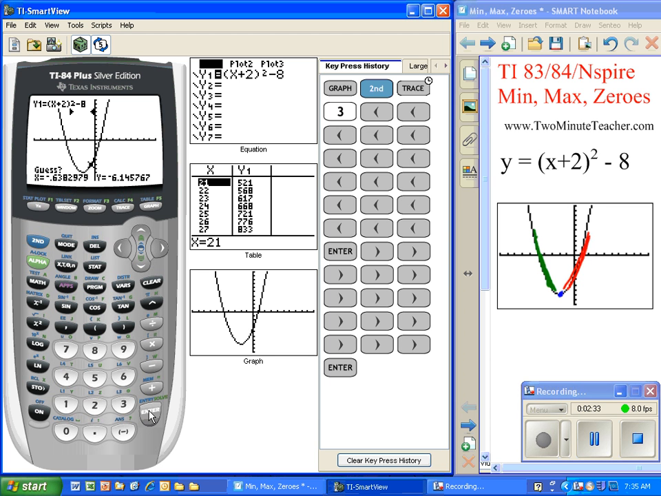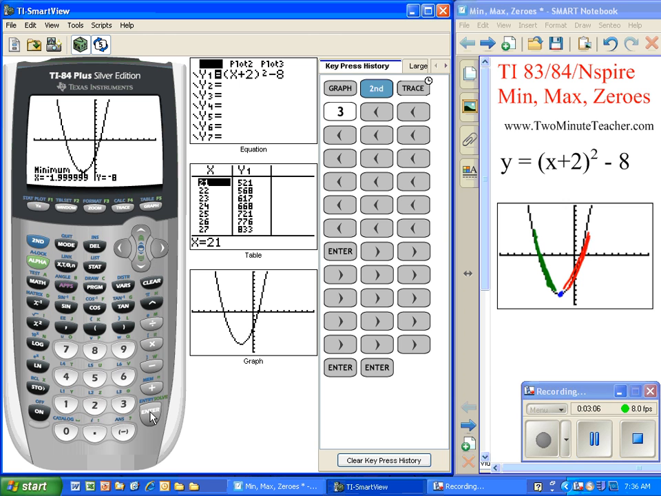And now it doesn't tell me yet what the minimum is. It says guess. And so at that point it's saying, okay, I'm ready, you've given me the left bound, you've given me the right bound, and now if you hit enter one more time, I'll actually tell you where the minimum is. I hit enter, and see how the little blinking spot is at the lowest part on the graph? And it says it's at negative 1.999999 and negative 8.